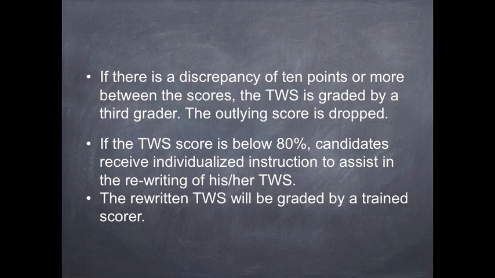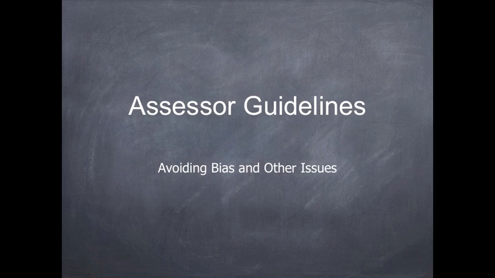If the TWS score is below 80%, candidates receive individualized instruction to assist in the rewriting of his or her TWS. The rewritten TWS will then be graded by another trained scorer. The following is an overview of issues that could impact scoring and result in an inauthentic score.